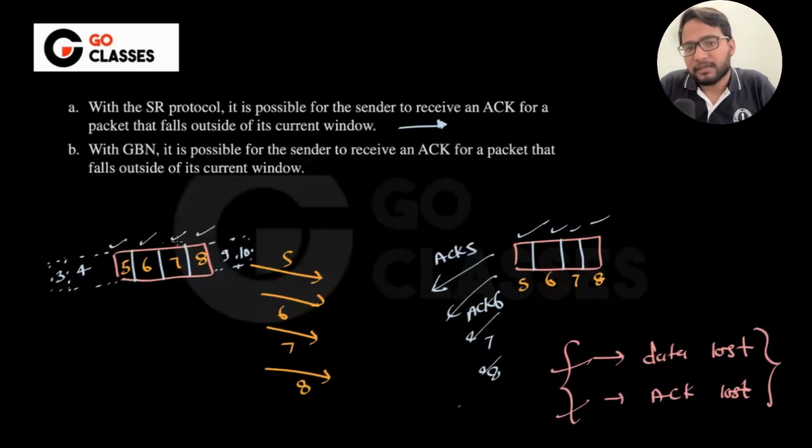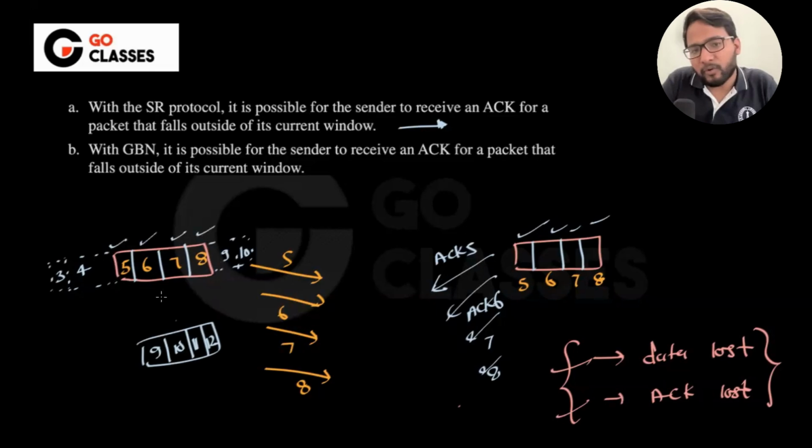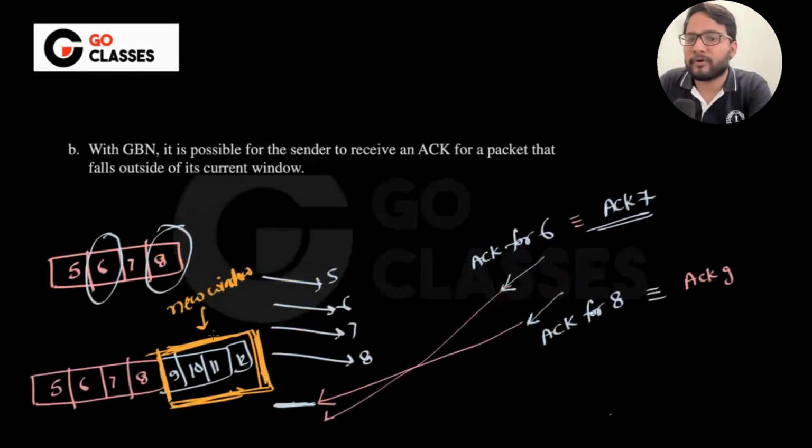So if I'm at 9, 10, 11, 12 as my new window, it means that I must have received all of these ACKs already. If I'm shifting my window in Selective Repeat, it means that I must have received all of these ACKs. But in Go Back N, if I'm shifting my window, it doesn't mean that I have received all of these ACKs.